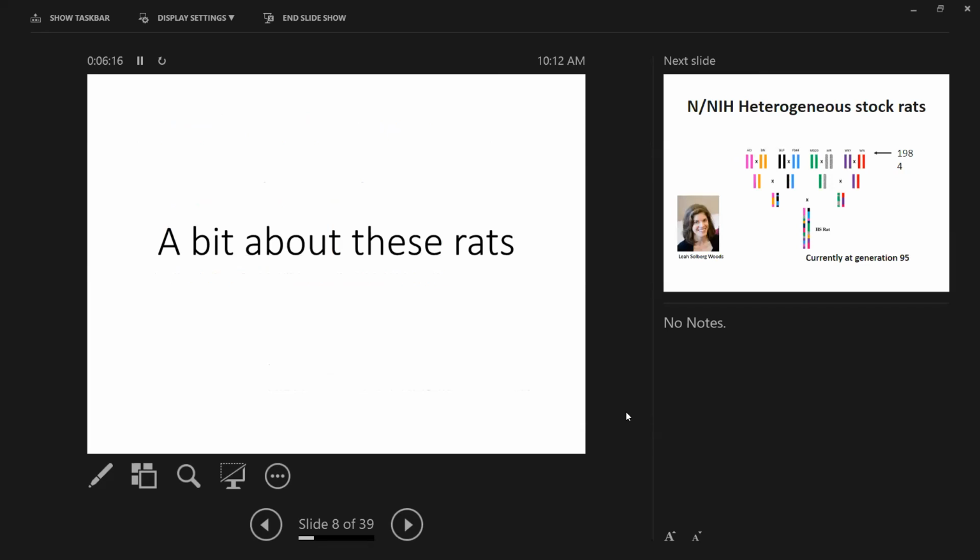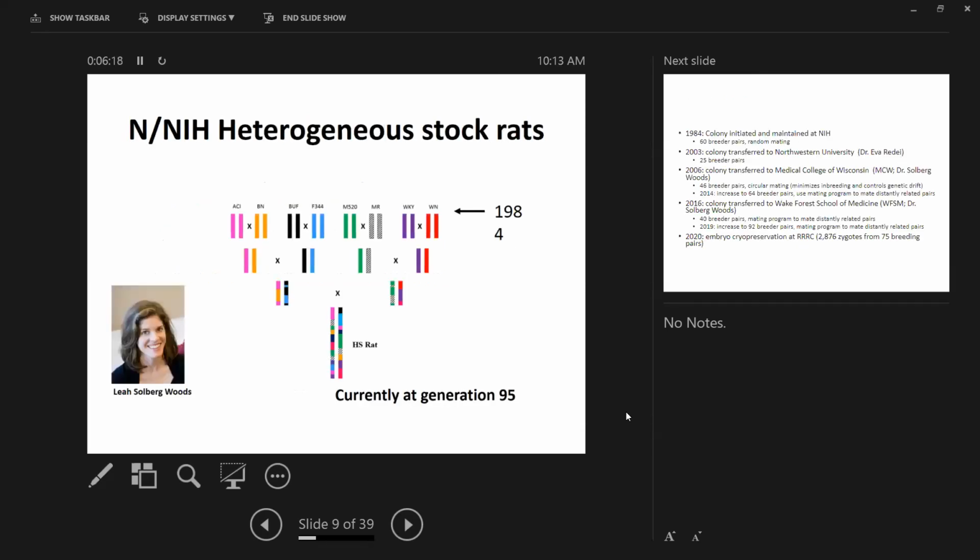So let me tell you a little bit about these rats, because the rats, as I said, are a little bit special. Back in 1984, somebody in the Washington, D.C. area decided that they wanted to have a genetically heterogeneous population of rats. They wanted to have a population of rats where not all of the rats were genetically identical to one another.